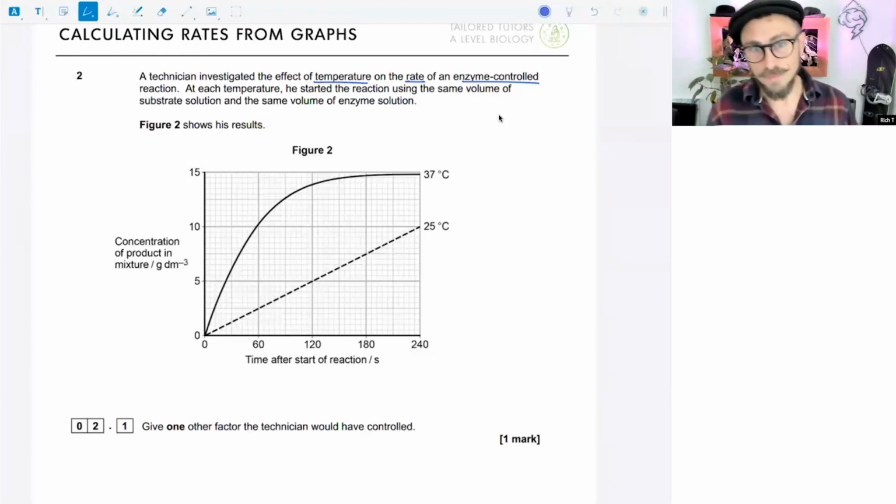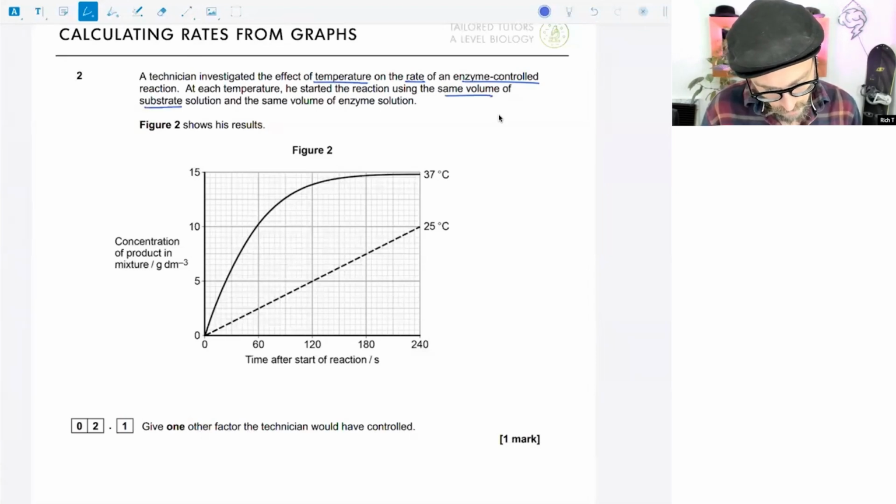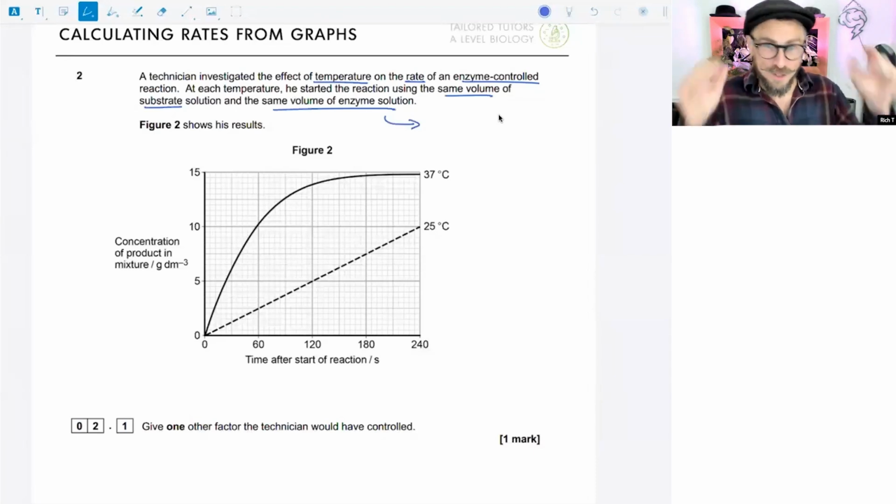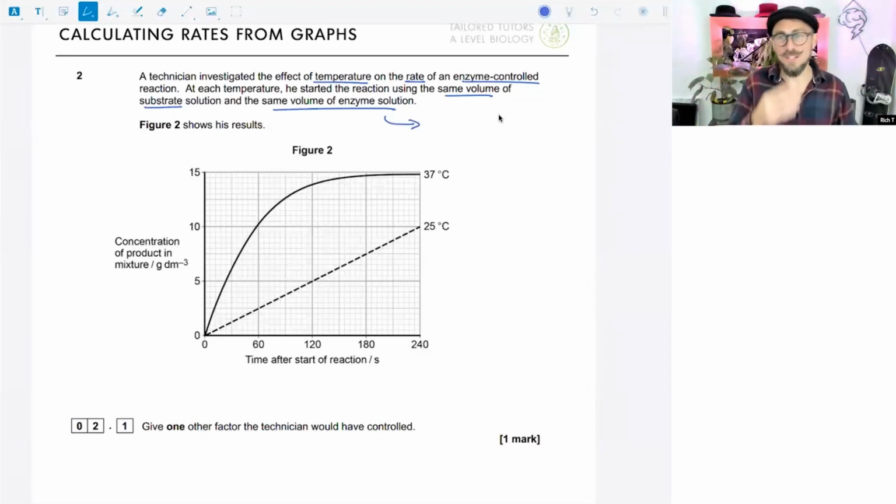Okay, what's next? At each temperature, he started the reaction using the same volume of substrate and the same volume of enzyme solution. My brain is now thinking, what has he not controlled? Just what immediately there, what comes up to you? You can throw that in the chat. We have controlled these things, but there's plenty of things that have not been on that list, right? So we looked at a bit of this previously.